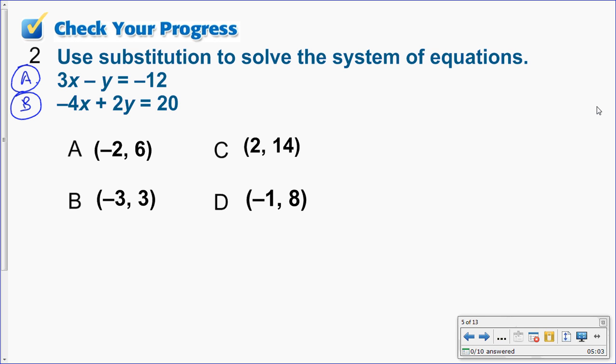Here's the deal. When you isolate, like Madison's talking about B, which I would probably do B. Okay? Just because, what does it do to my numbers? After I divide it, it's going to knock them down a little bit, right? Okay, so you've got negative 4x plus 2y equals 20. Move that over there. Then what?